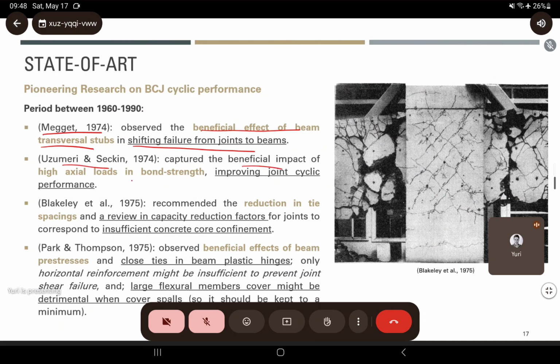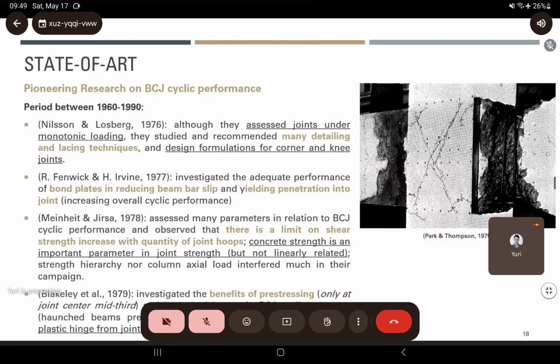Uzumeri captured the beneficial effects of high axial loads on bond strength. Blakeley recommended a reduction in tie spacing, in regards to the capacity reduction factors, due to insufficient core confinement. Park and Thompson observed beneficial effects of beam prestress and the benefits of closed ties. They also observed that horizontal reinforcement might be insufficient to prevent shear failure, and that large flexural member covers might be detrimental when the cover falls out when you're considering the flexural resistance of beams.